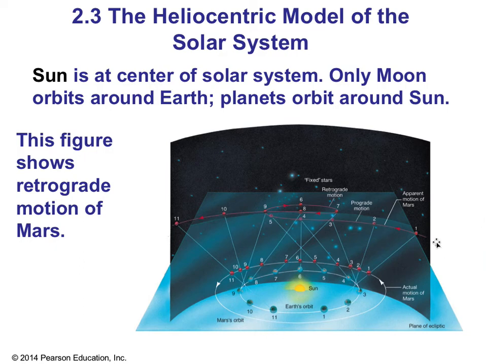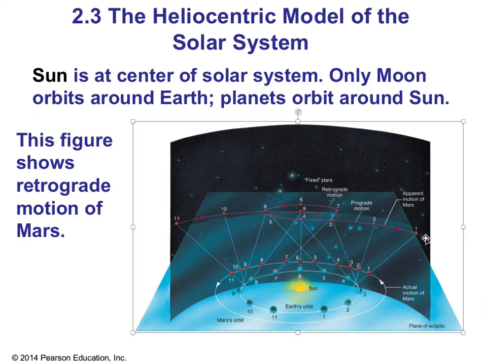And I don't know if you can see my mouse in here. So this would be the line, the position 1 right here. As we move from position 1, so January for Earth, and position 1 in Mars's position, this is where Mars would appear for the observer in the night sky.